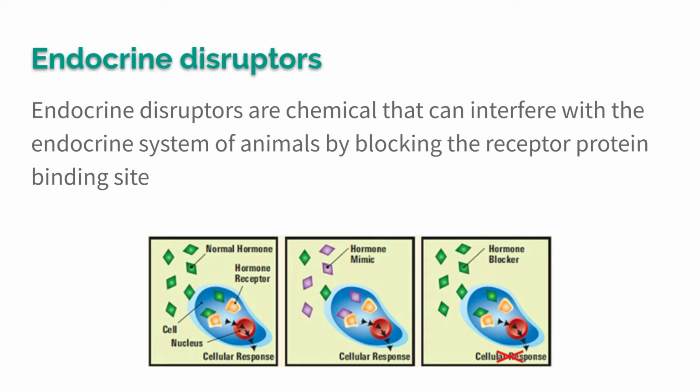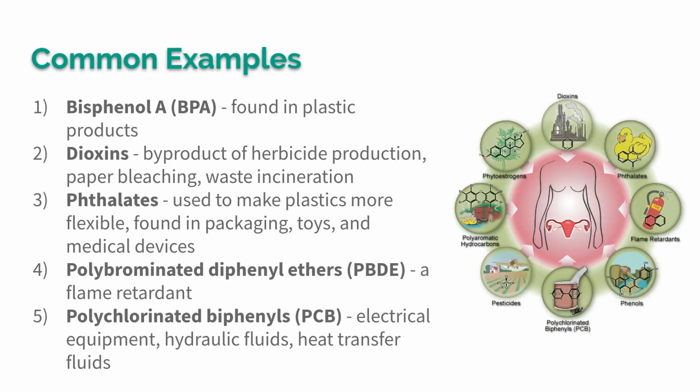So hormones are little chemical messengers that will bind to the cell through specific receptors and tell that cell to do something, whether it's to produce something or stop producing something. It's supposed to elicit some sort of response. Well, endocrine disruptors come in and they block that hormone from being able to attach, and therefore it can't work properly. So some common examples you'll want to know about are BPA, or bisphenol A.